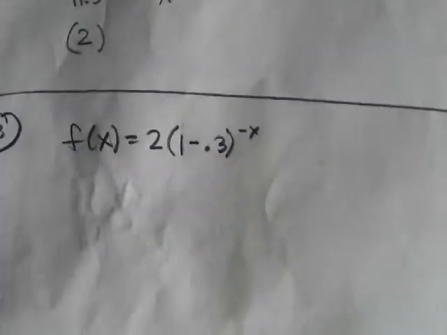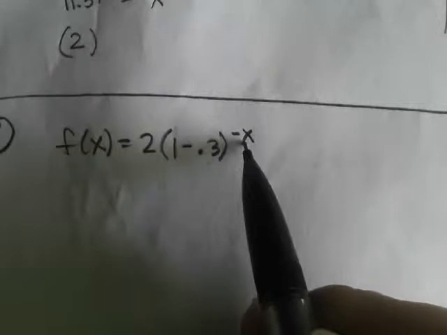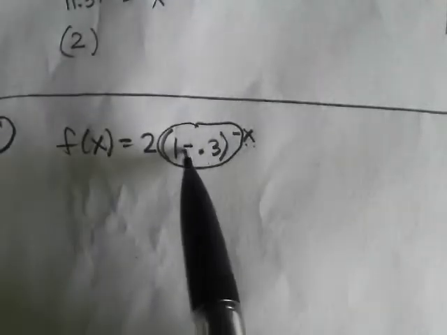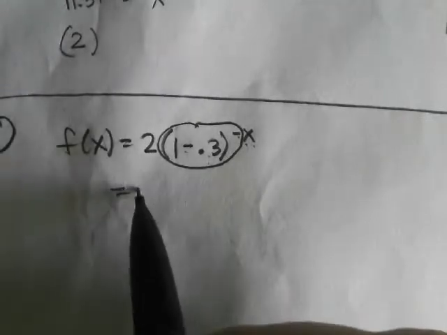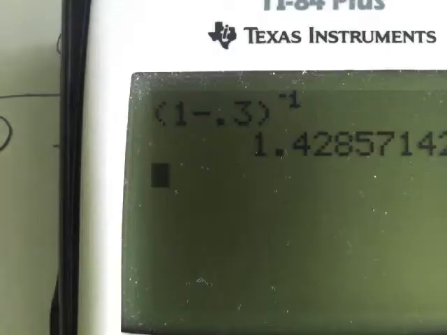This one, I have to be honest, we can't tell the percent change just by looking at this. We need some work because the base is being raised to more than just an x. It's being raised to a negative x. So we need to do this first. We need to raise that base to the negative first power. This 2 kind of means nothing. But 1 minus 0.3 to the negative first power, we'll let this focus.